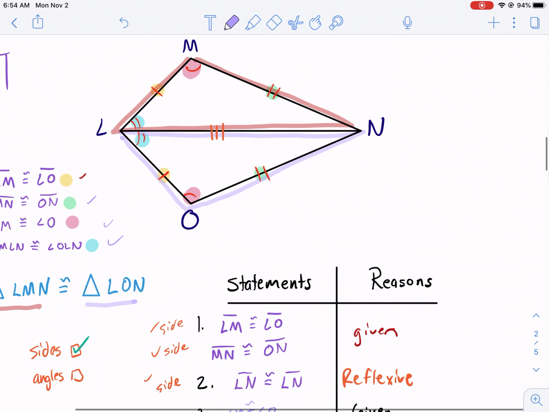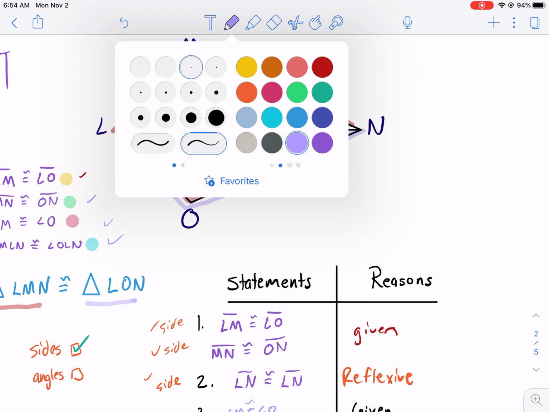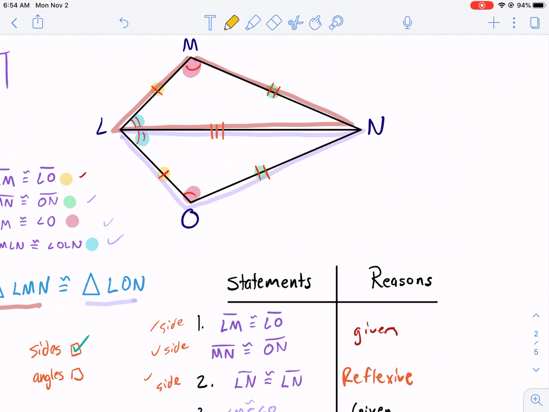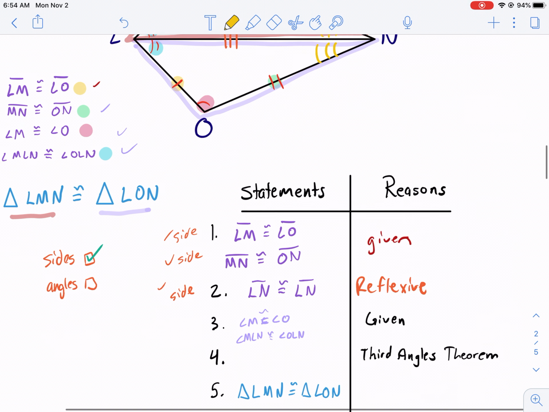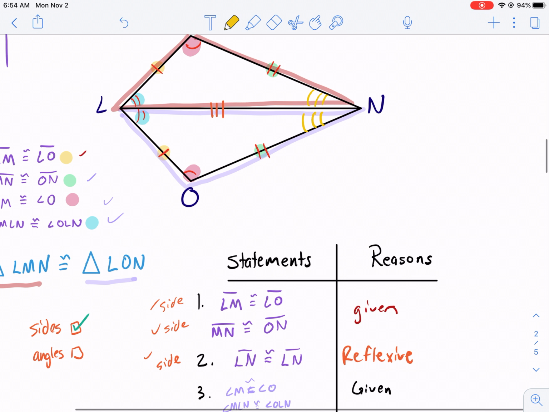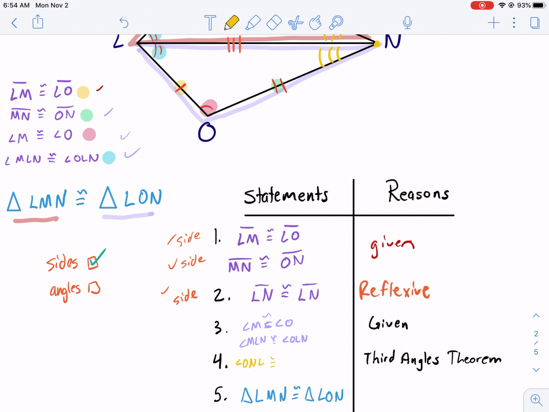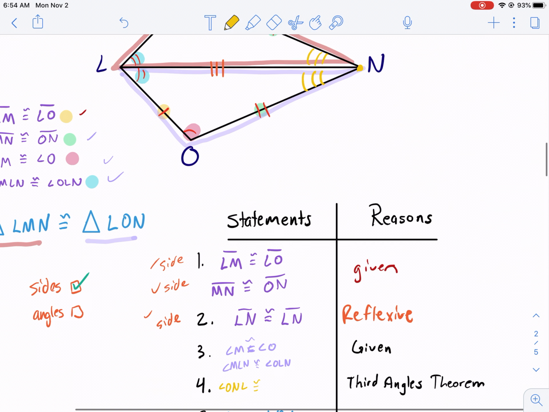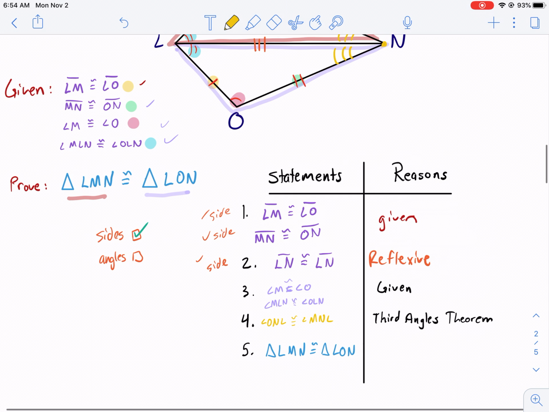What's the third angle here? If we know that two angles plus this third angle need to add up to 180, then we can figure out that this last angle here, this guy and this guy need to be congruent because the other two angles are also congruent. It's the third angle's theorem. So what can we call those two angles? We can call it angle ONL. Again, you write the vertex with the letter in the middle. And then that's congruent to, N's got to be in the middle again, but this time it's MNL, and that's the third angle's theorem.